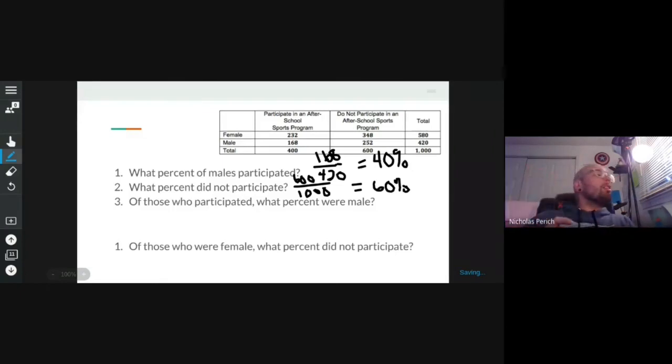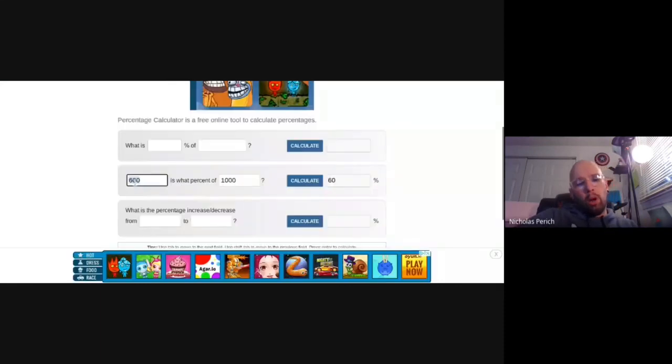Of those who participated, what percent were males? So my total is the people that participated. That's 400. Out of those 400, how many were male? 168. So I've got 168 out of 400. That's 42%.